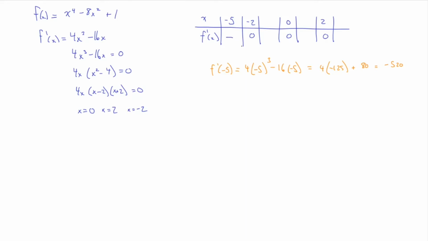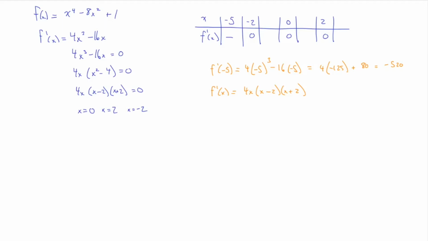It's negative at negative 5. But that's a lot of work, and in particular, that's a lot of arithmetic. And the arithmetic is only going to get harder as the functions get more complicated. And so it would be better if we had a simpler way to compute this. And luckily, we do. In order to find the critical points, we had to factor the derivative.